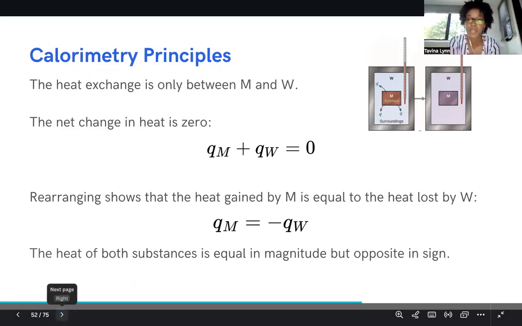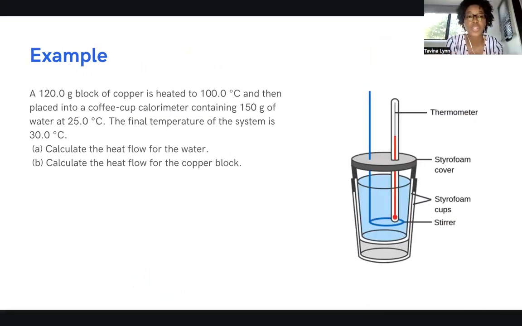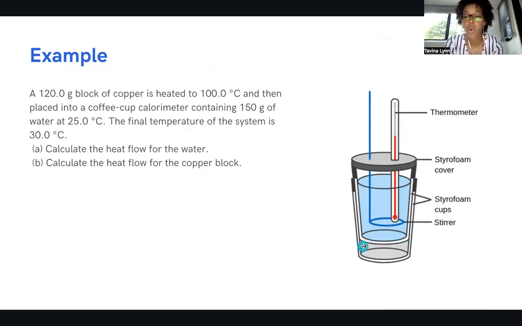So these are our principles. This is our theory for calorimetry that we are using when we actually measure the heat flow of some chemical reaction. So let's look at an example. So let's say we have a 120-gram block of copper and we heat it up to 100 degrees Celsius. Then we place it in our coffee cup calorimeter that contains 150 grams of water at 25 degrees Celsius.